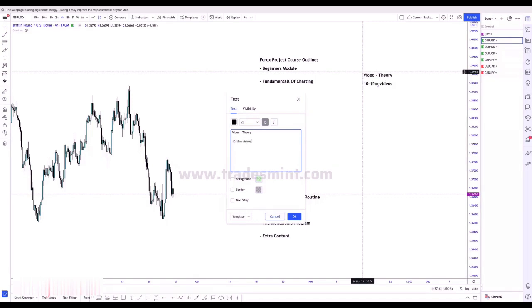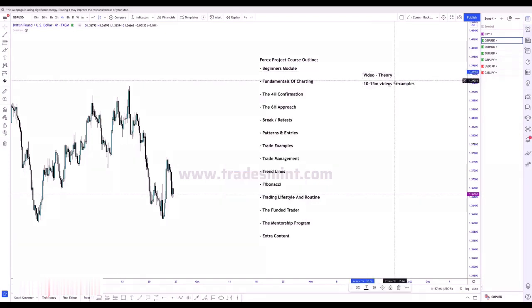These have examples and an in-depth overview of that topic. For example, for the 4-hour confirmation, there'll be a video explaining what the 4-hour confirmation is in the first video, and then the second, third, fourth, fifth, sixth videos and so on will have examples where you can watch and then go back to those exact same charts, copy them, and practice as well. That way you're learning and practicing.